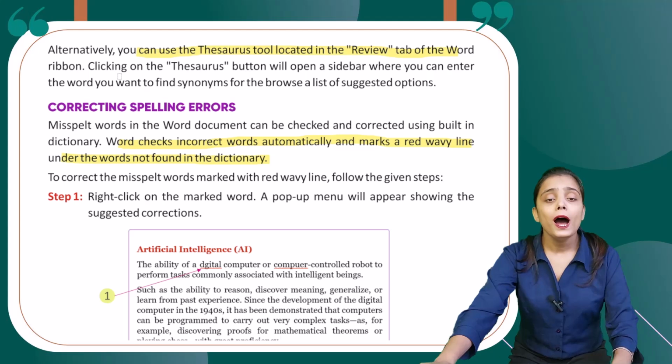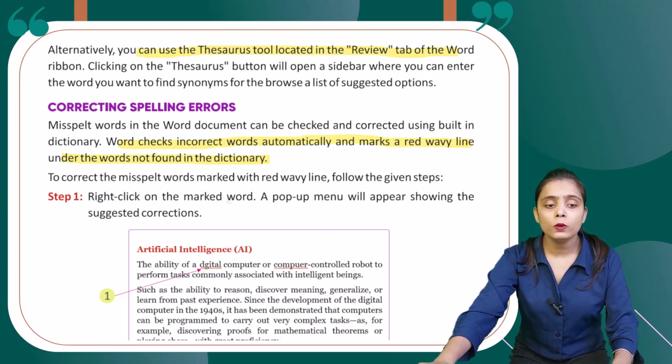अगर बच्चों, अगर आपके डॉक्यूमेंट में स्पेलिंग एरर्स हैं तो वो भी आप ठीक कर सकते हो by using the dictionary which is already present in your system in your Word application. To correct the misspelled word marked with red wavy line, follow the given steps. Right click on the marked word. Okay, right click करना है जहां पे आप ये रेड कलर की wavy line देख रहे हैं.